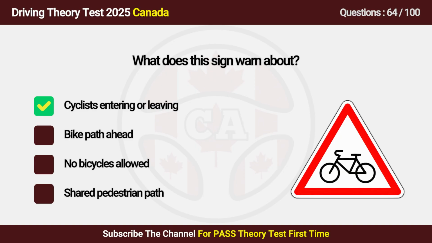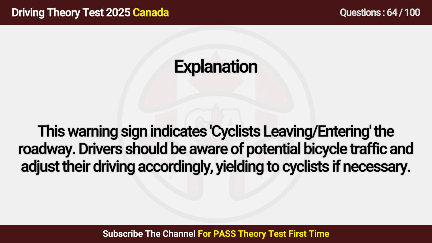Answer is A. Cyclists entering or leaving. This warning sign indicates cyclists entering or leaving the roadway. Drivers should be aware of potential bicycle traffic and adjust their driving accordingly, yielding to cyclists if necessary.